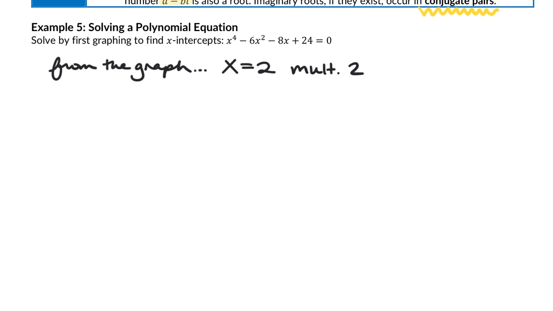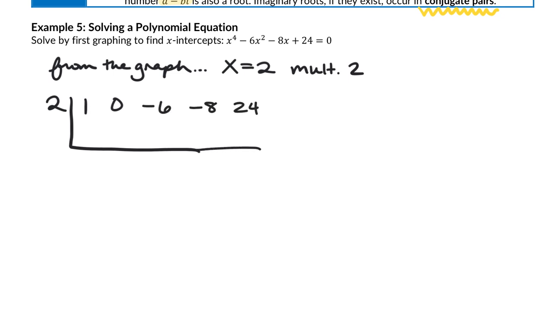So what I'm going to do is set up a double synthetic division. It's really fun. Are you ready? I'm going to divide it first by 2. So my coefficients are 1, 0, negative 6, negative 8, and 24. Whoa, where's that 0 from? Yeah, I'm missing an x cubed term. So it's 4, 3, 2, 1, so I have to put a 0 where the 3 goes.